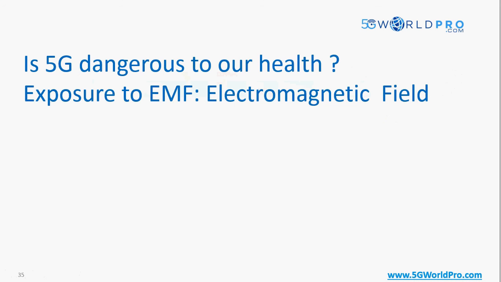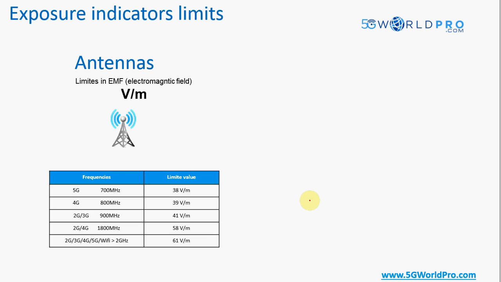In this part we will try to respond to this question: is 5G dangerous to our health? And have more information about the exposure to EMF, which means electromagnetic field. What are the main exposure limits defined by the WHO organization? The first one is the EMF, which is related to antennas. The value of this EMF from the antenna point of view is represented in volts per meter.